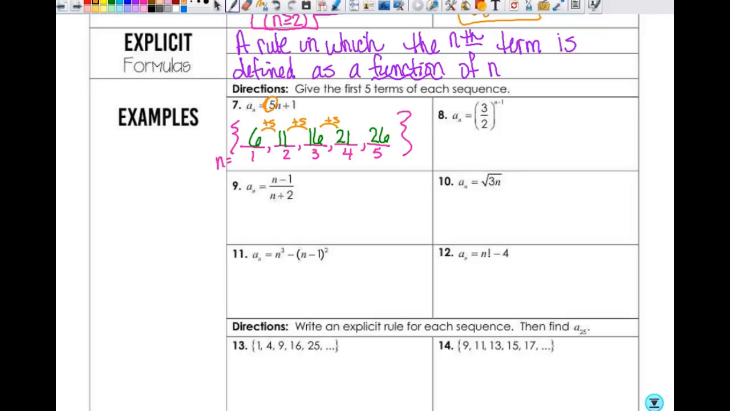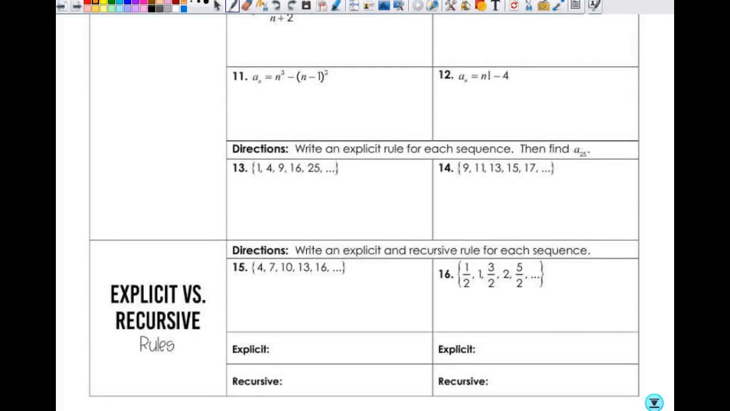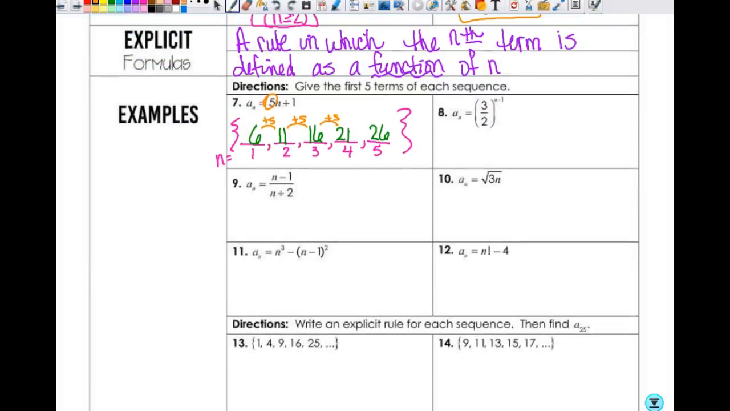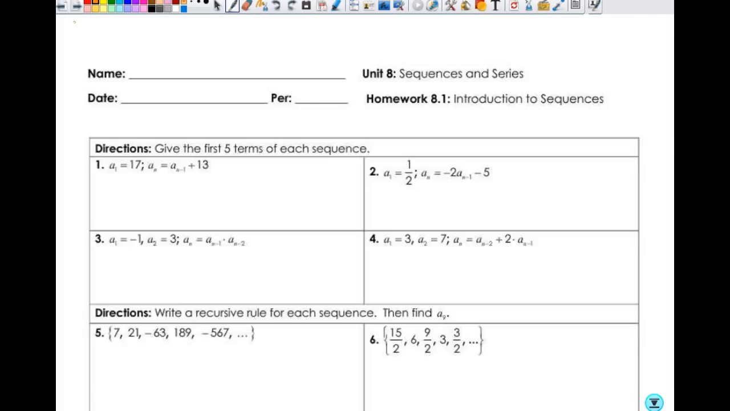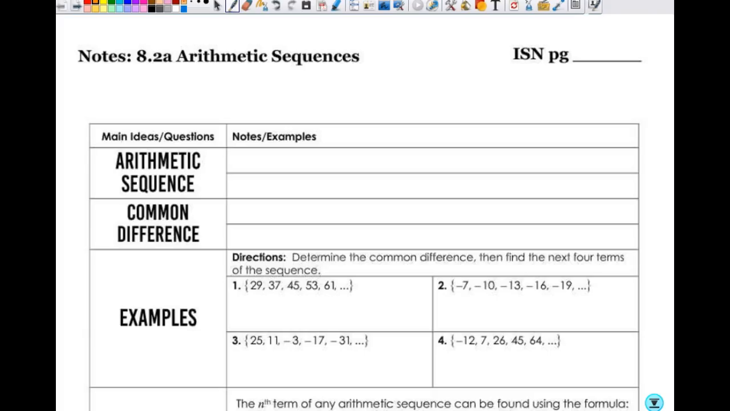Then I don't think we need to do any more of those examples. The writing an explicit rule, I'm going to give you a way to do that depending on what type of sequence you have in the next set of notes, so we're not even going to worry about the rest of what's on here. I just needed to get you introduced to sequences and understand what explicit and recursive is so that we can move on and talk about specifics. So grab your next sheet of paper. It's going on page 148.